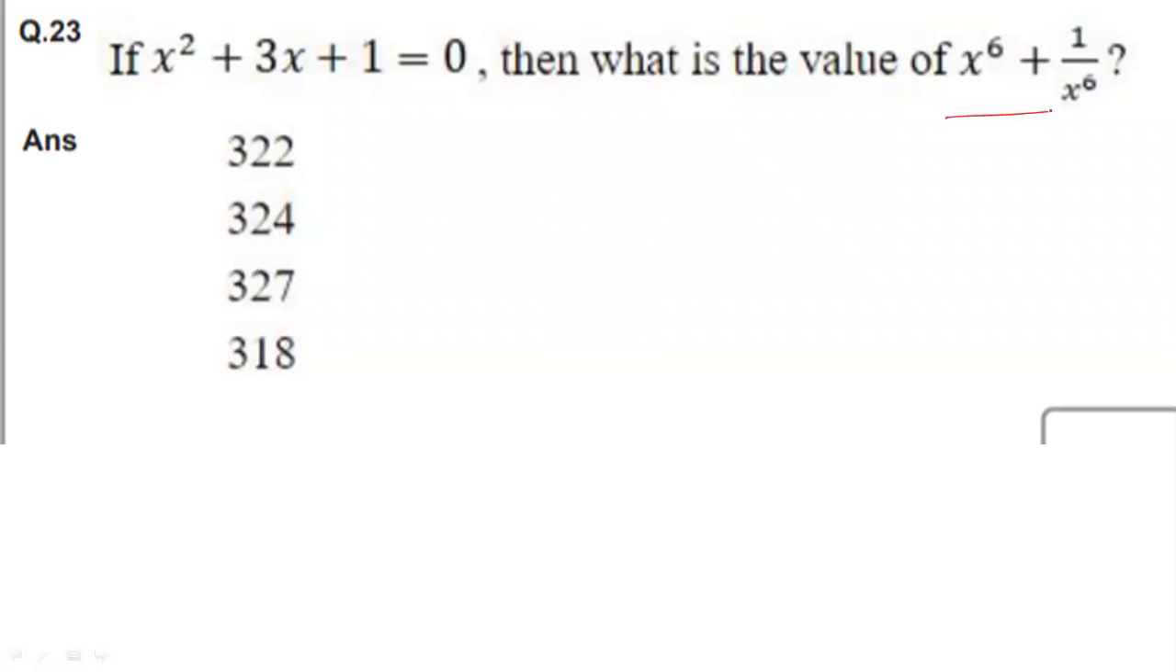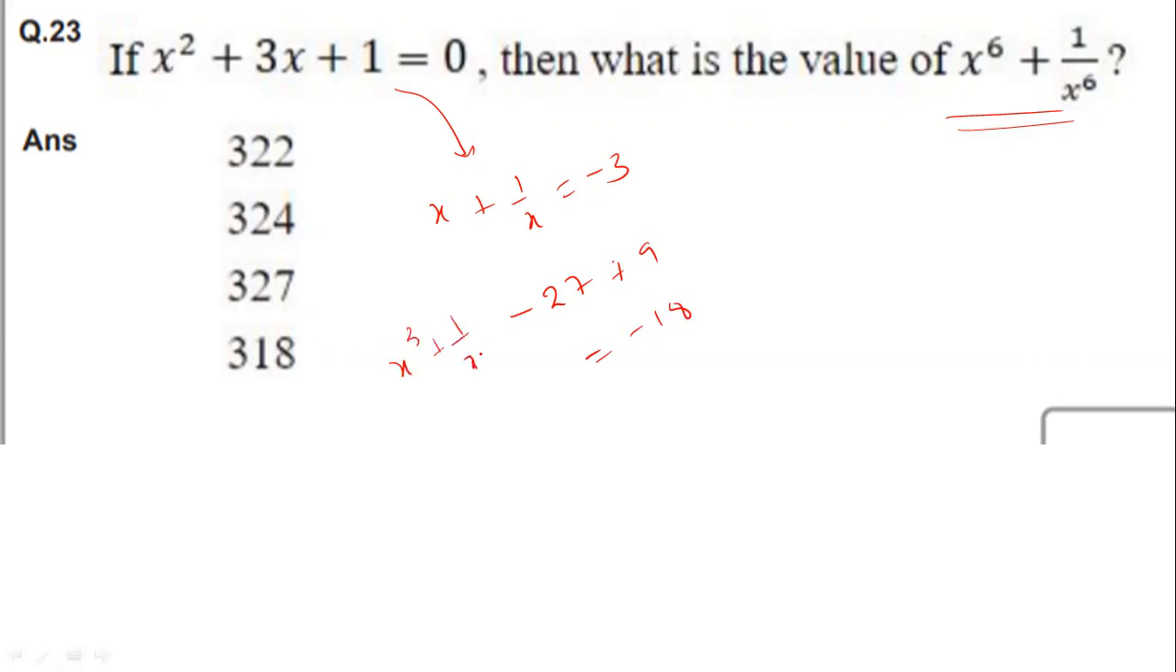This is a very standard pattern of question that can be asked. So first I am writing X plus 1 by X is equal to minus 3. I am forming the equation like this. Cube it. If I cube it, I should get minus 3 whole cube, which is minus 27, minus of minus 3 into 3, so plus 9, which is minus 18. So X cube plus 1 by X cube is minus 18.